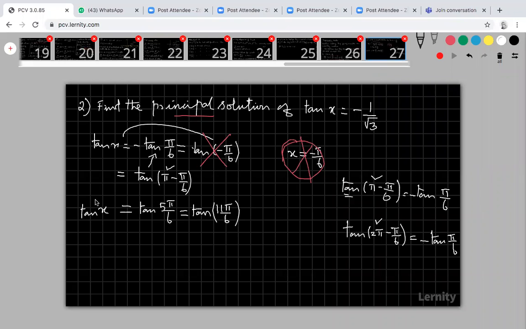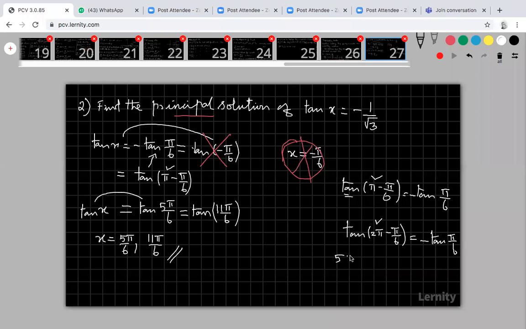So now compare this and this. What is the answer? My x is equal to 5 pi by 6, and my x is equal to 11 pi by 6. There are two solutions. These are called principal solutions. Okay, sir, just now you told us that if x belongs to 0 to 2 pi it is a principal solution. This belongs to 0 to 2 pi. Yes, please check that. 0 to 2 pi means 0 to 360. Check whether this angle is between 0 and 360 or not.